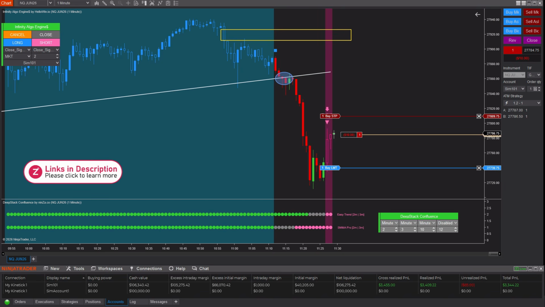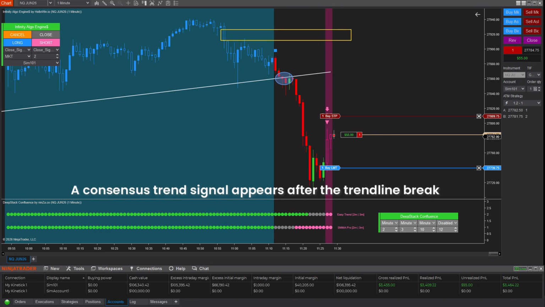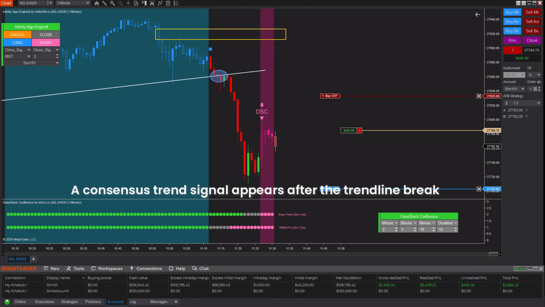Then, as the bearish confluence continues to hold, we get another confirmation of the downtrend. And this gives us a second opportunity to step in with another sell trade. So instead of chasing the first move, we're simply following the structure and taking advantage of the trend as it continues to develop.